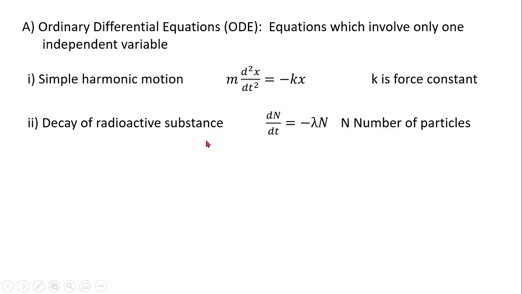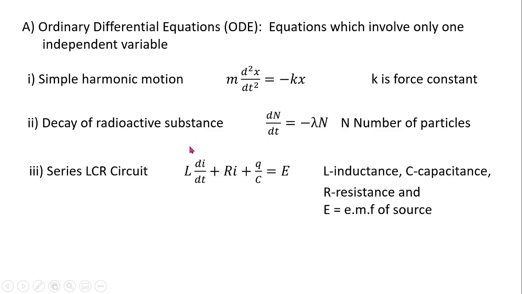Second example, decay of a radioactive substance. The number of particles changing with respect to time is dN by dt equal to minus lambda N, where N is the number of particles. This is the change in the number of particles with respect to time. Therefore, N is a dependent variable while t is the independent variable. This equation involves only one independent variable. Therefore, this is an ordinary differential equation.